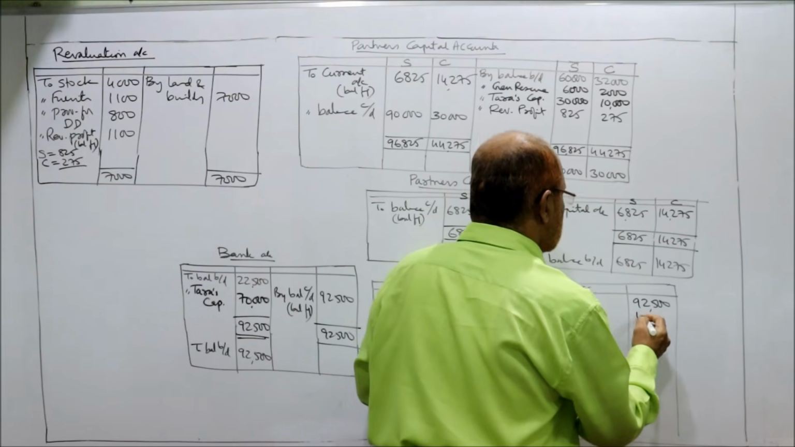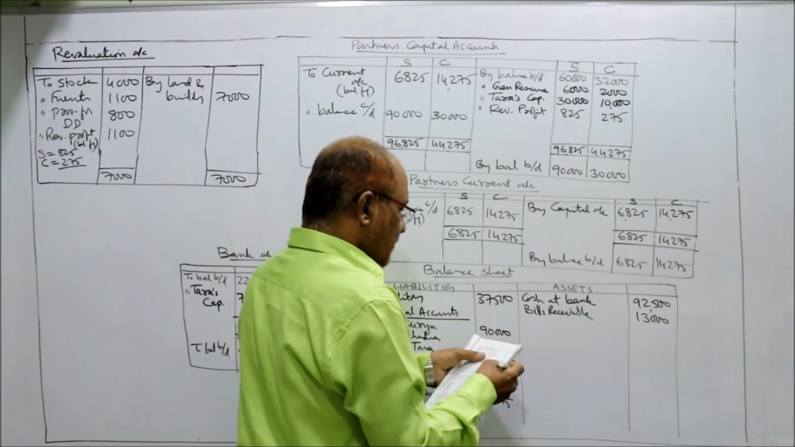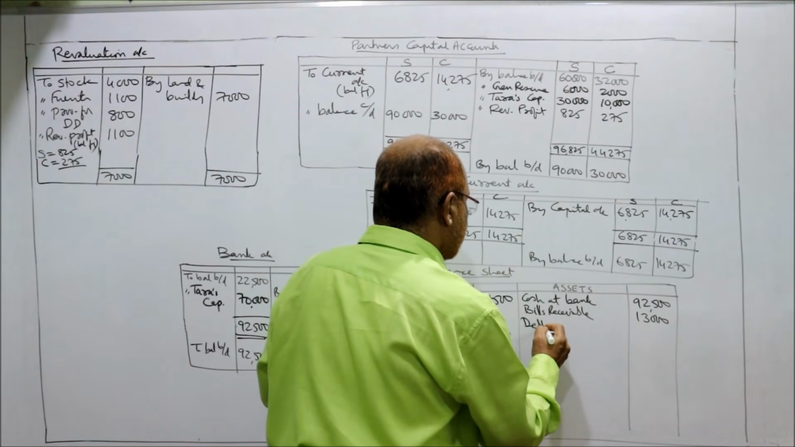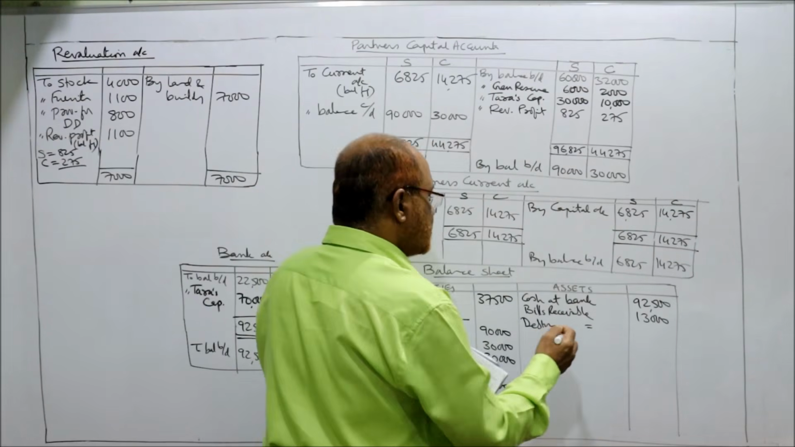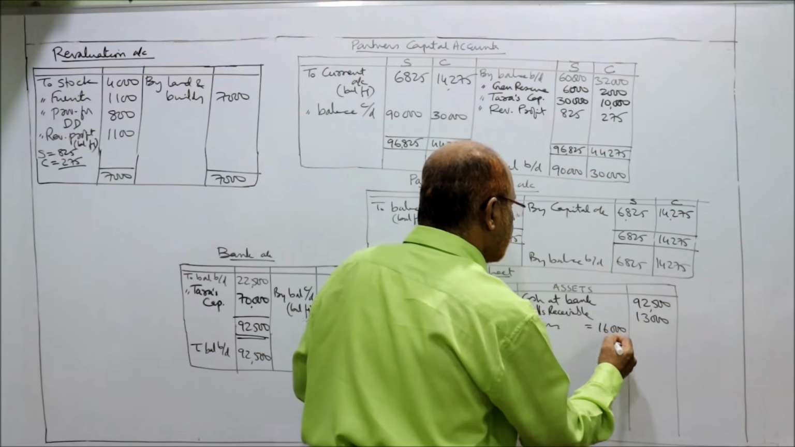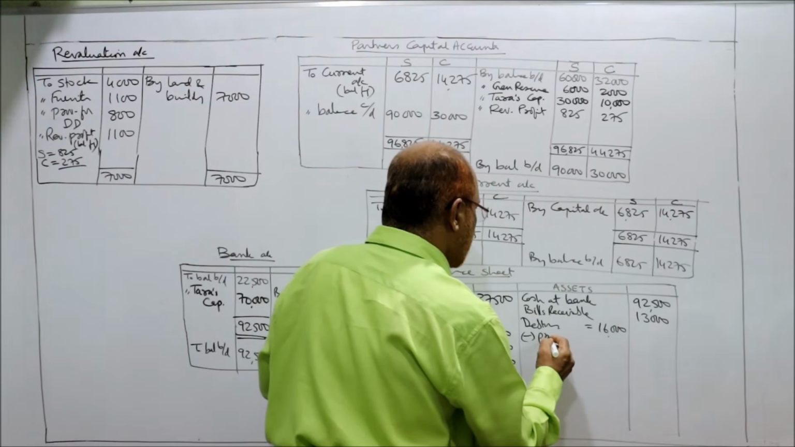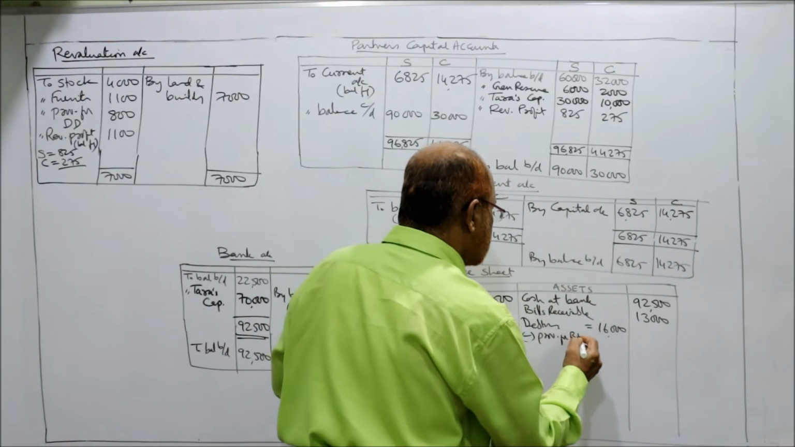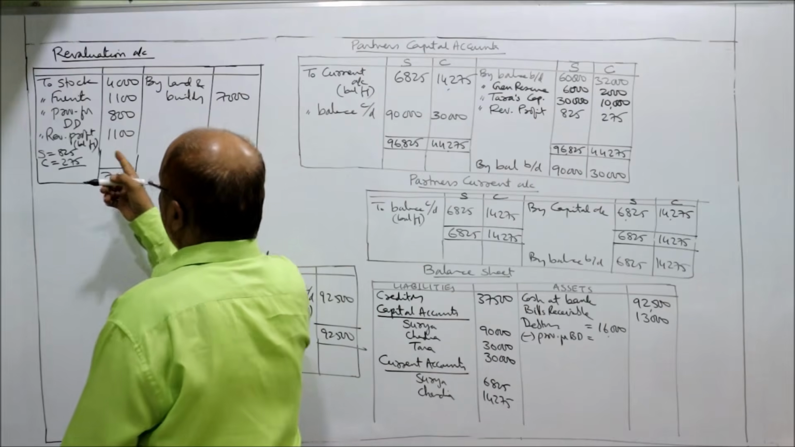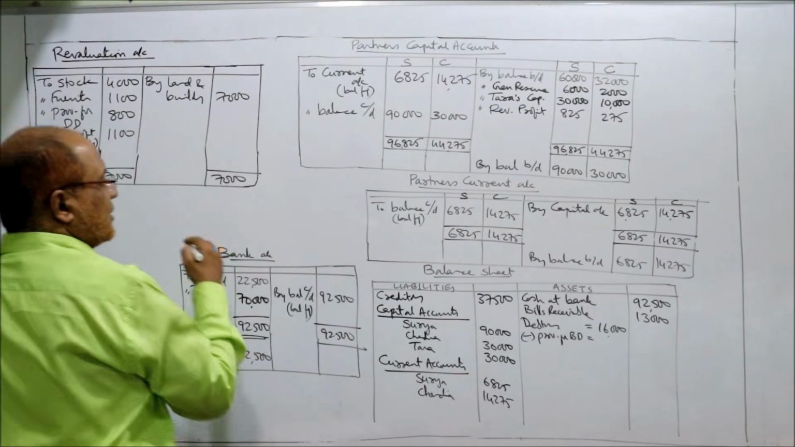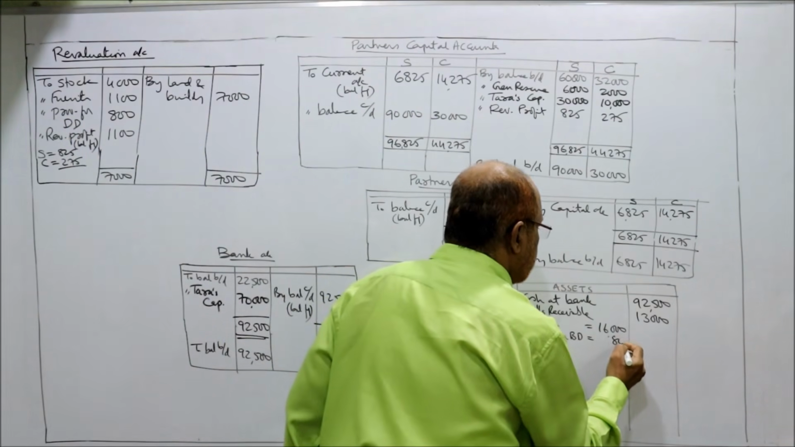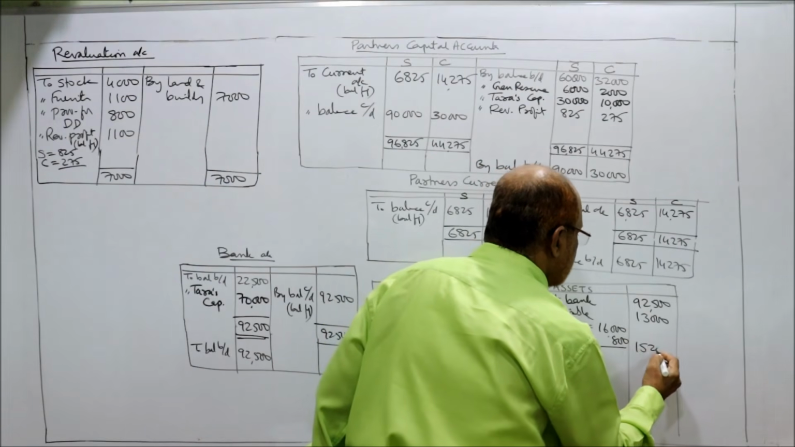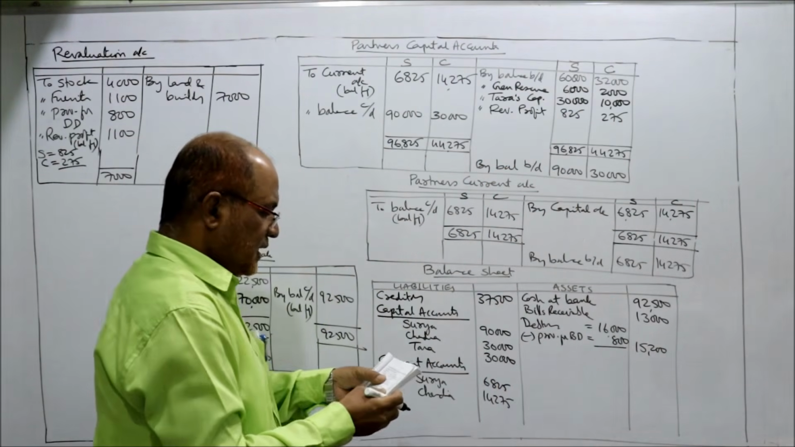No change, 13,000. Then we have debtors. Debtors are 16,000. Less provision for bad debts. Provision for bad debts already we have created here. Provision for bad debts 800. 15,200. Then stock.